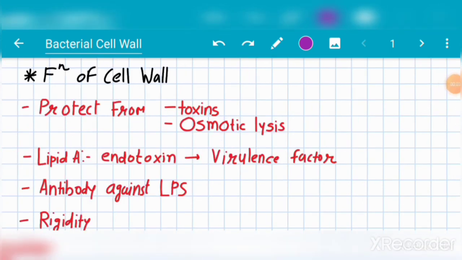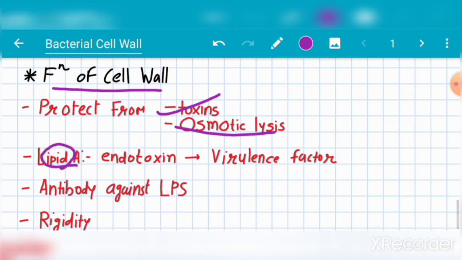Now, let's discuss the functions of the cell wall. The cell wall protects bacteria from toxins and osmotic lysis. But many antibiotics have their site of action on the cell wall. The lipid A part of the cell wall works as an endotoxin and it is a major virulence factor of bacteria. The lipopolysaccharide is responsible for antibody formation inside a host, and the cell wall provides rigidity to the bacterial cell. So that's all about the functions and the structure of the bacterial cell wall.